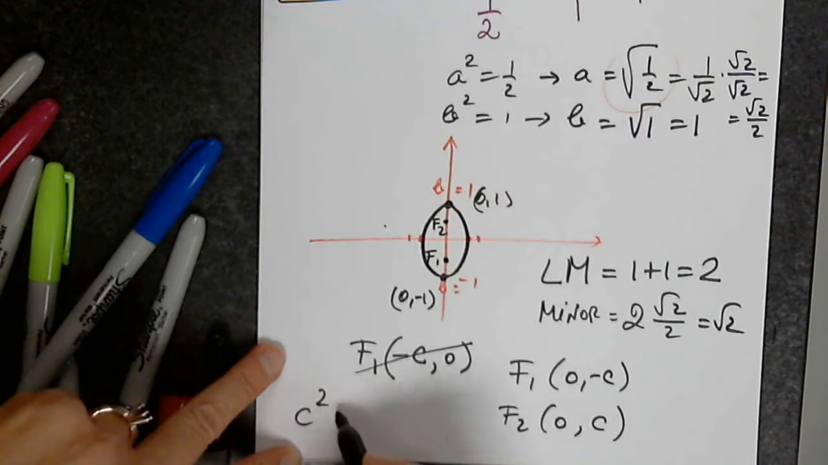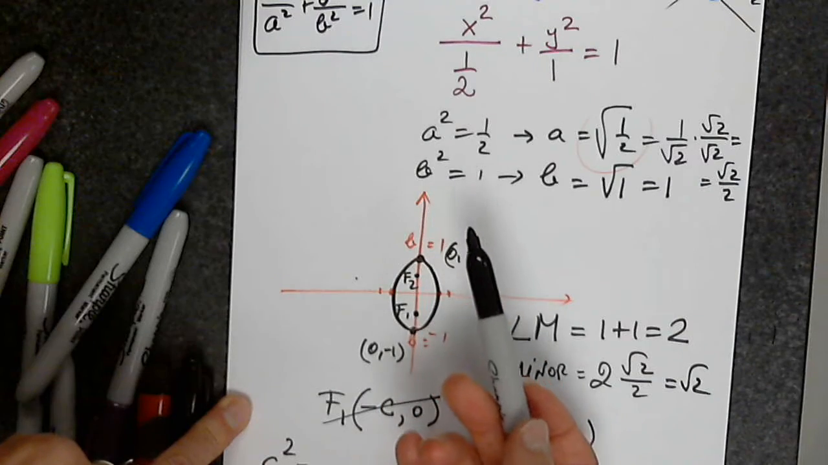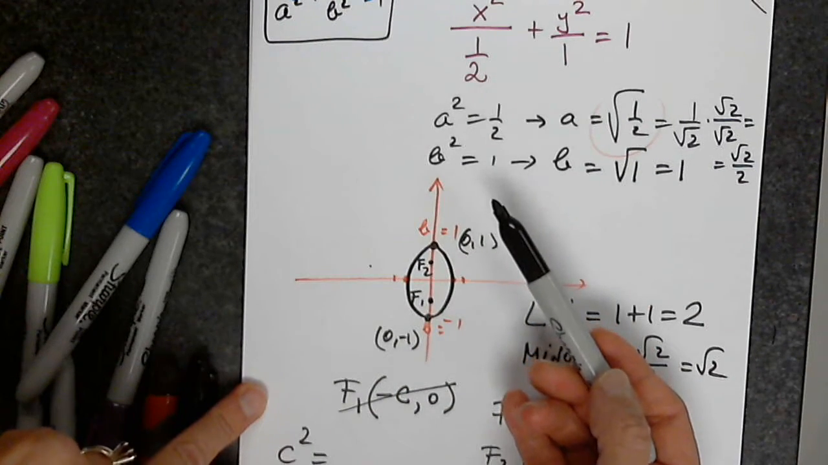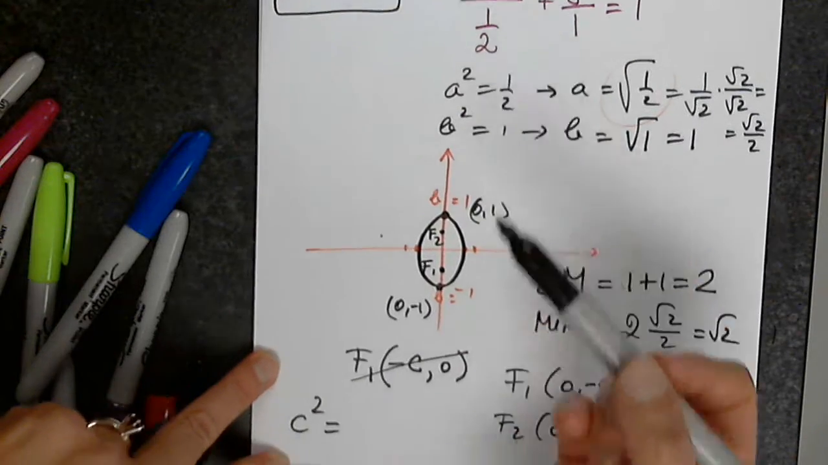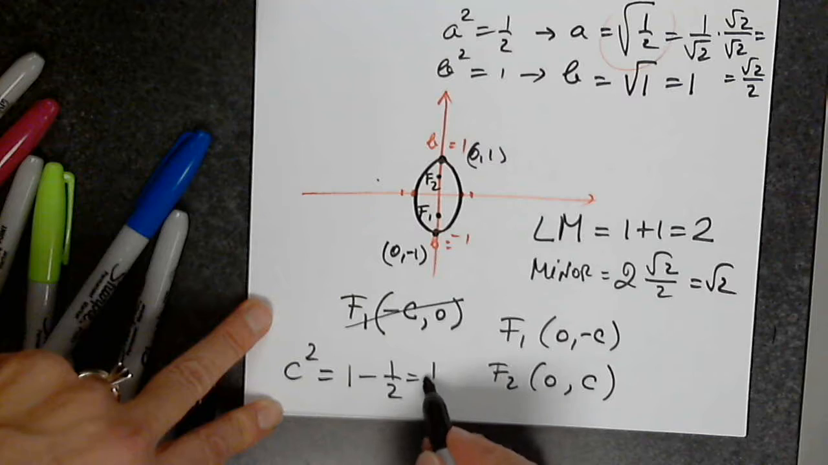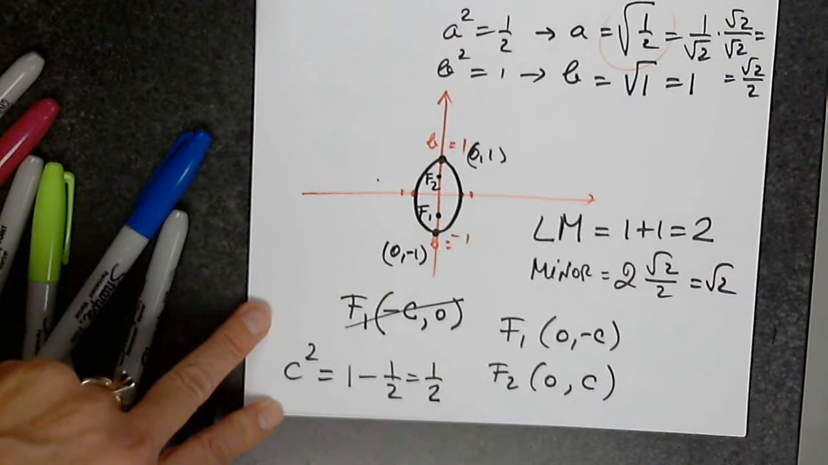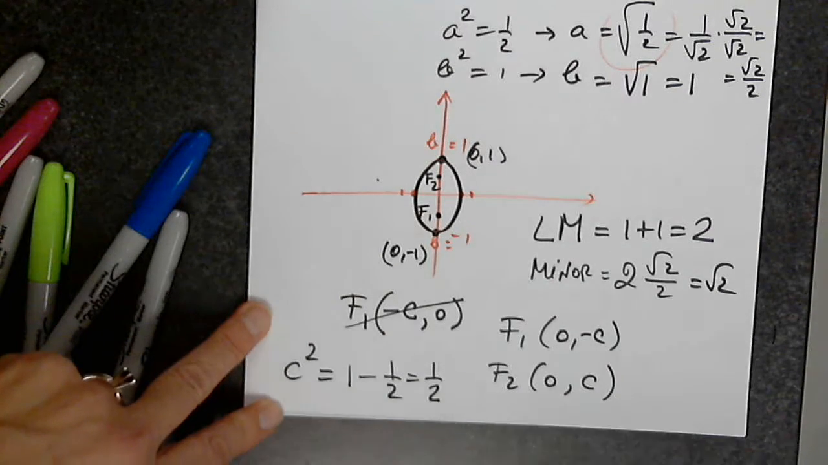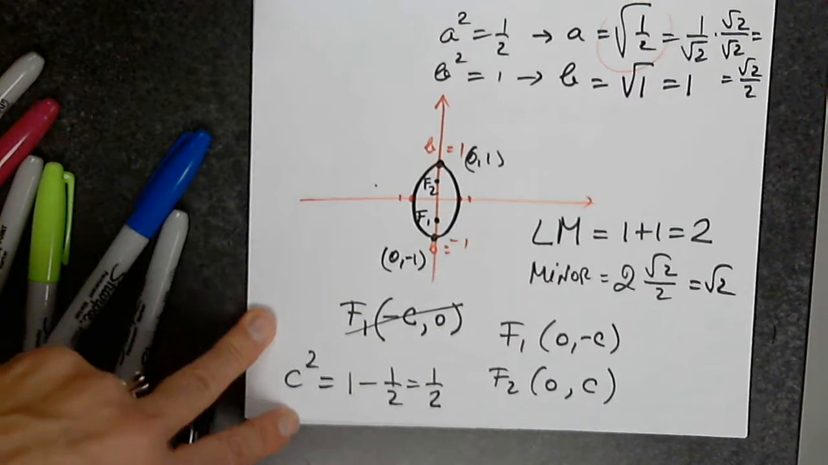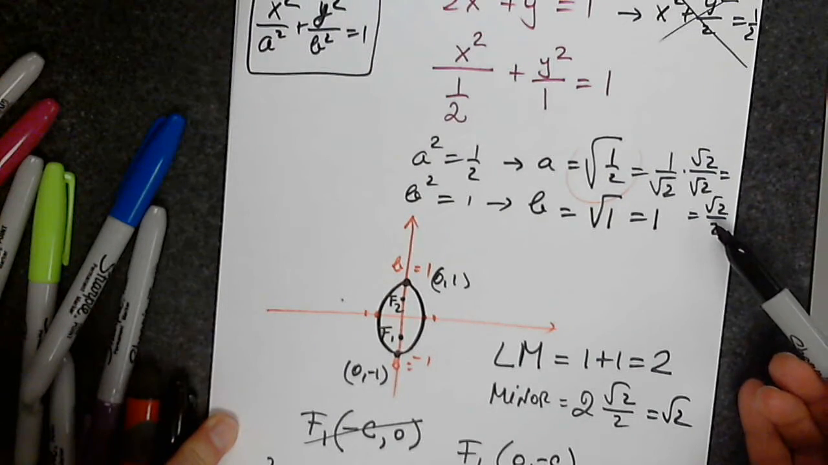And I know that c squared equals, which one of these two is the biggest? Because I cannot find 1/2 minus 1. It has to be 1 minus 1/2, right? The biggest minus the smallest. So this is 1/2. So if c squared is 1/2, then c will be the same thing, the square root of 2 over 2, right?